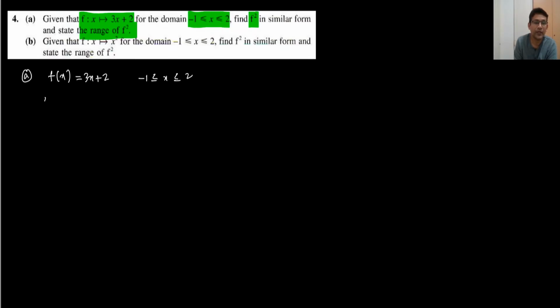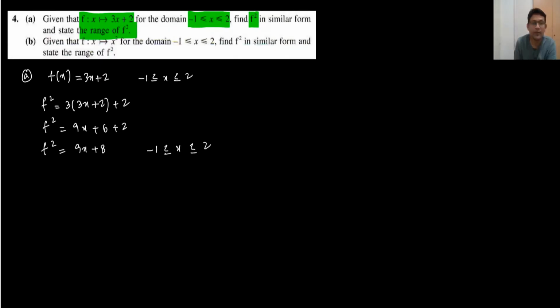So we need to find f squared. F squared means I have to write f in f, like 3x plus 2, and the plus 2 is outside. So f squared is 9x plus 6 plus 2. Please don't make the square of function f, please. So this is the function and the domain will remain the same.